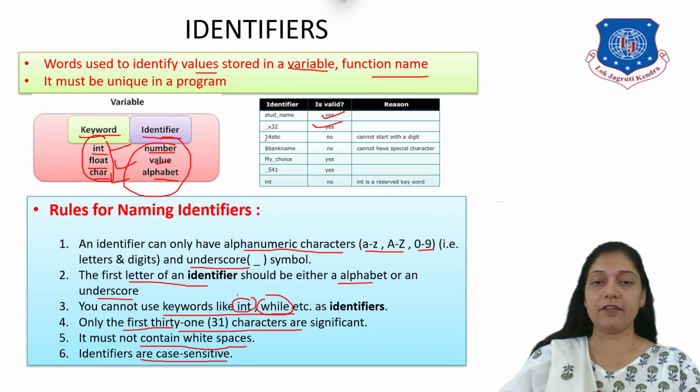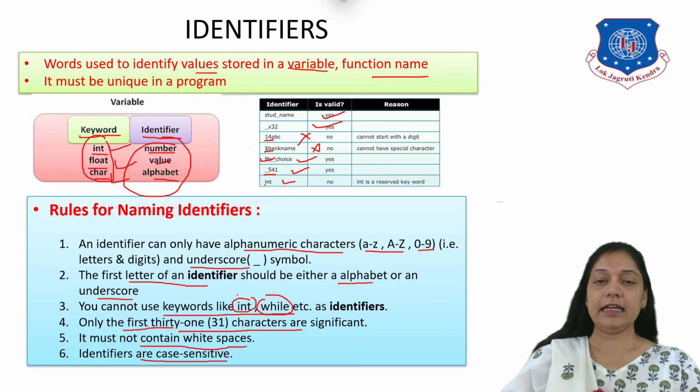But in the third case, I have the identifier name 14ABC. The first character of the identifier is a number, that is 1, so this is the wrong way of naming an identifier. Similarly, in the next one, the first character is a dollar symbol. The dollar symbol cannot be used in an identifier name, so it is also incorrect. Next, an underscore, whether in small letters or capital letters, is also a valid identifier name. _541: I don't have any characters here, only an underscore and a number. But my first character is an underscore followed by a number, so it is a correct identifier name.